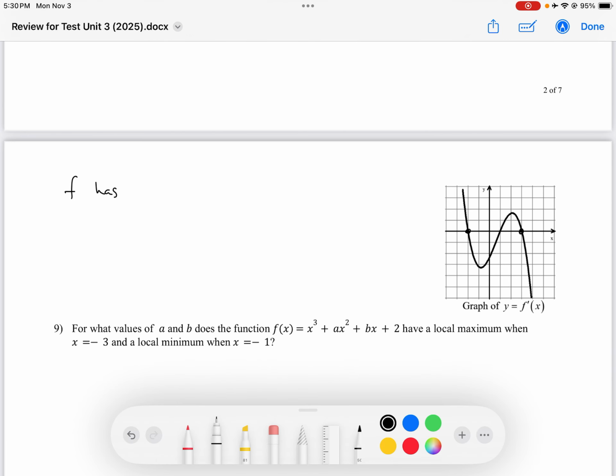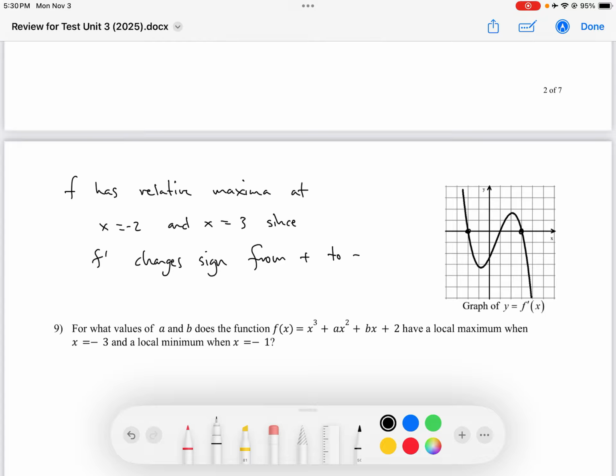F has relative maxima at x equals negative 2 and x equals 3, since f prime changes sign from positive to negative at those points. First derivative tests.